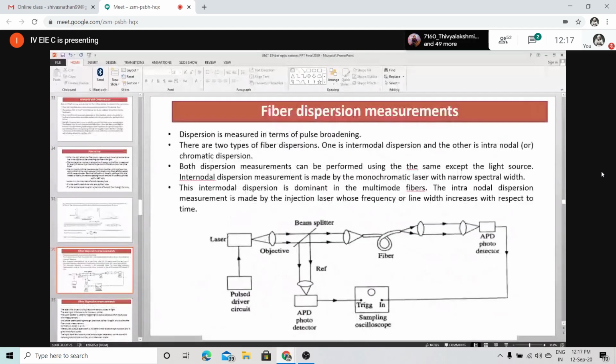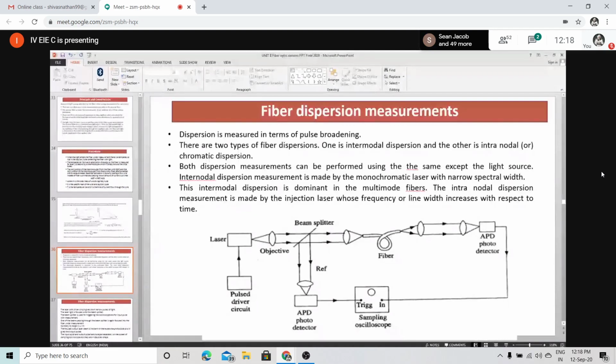Okay, then what we went for is the fiber dispersion measurements. In fiber dispersion measurement, the system is going to have a slightly different phenomenon, where you won't be having any kind of cladding mode strippers or index matching liquids. Simply, what we are trying to identify here is the dispersion measurement. Clear? So what we need is a setup with a sampling oscilloscope.